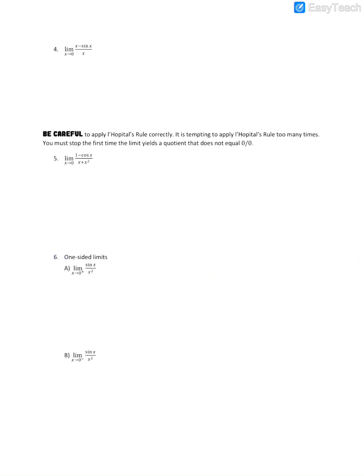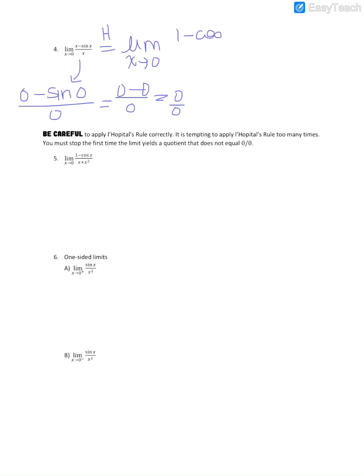Okay? All right, let's try number 4. So when we plug in 0 originally, I'm going to get 0 minus 0 over 0, which is 0 over 0. Okay, so now I'm going to use L'Hopital's. So limit as x approaches 0. I'm going to take the derivative of the top. So 1 minus cosine x over derivative of x, which is 1.